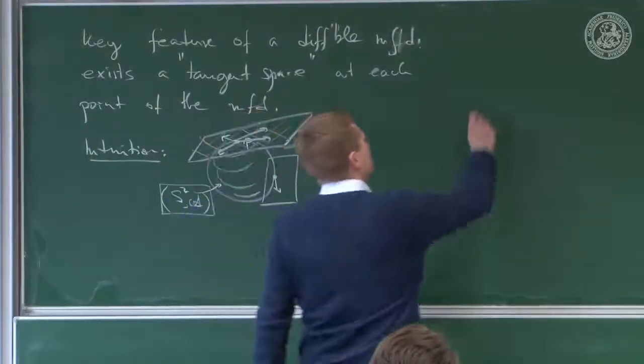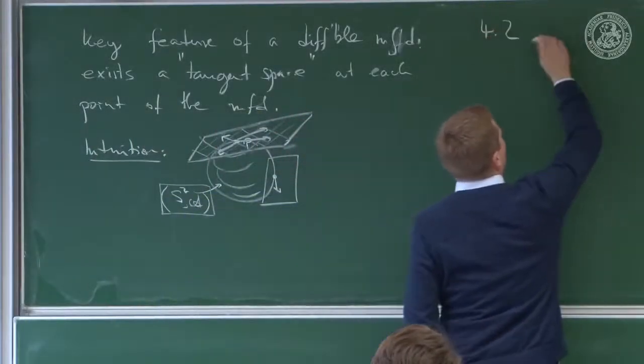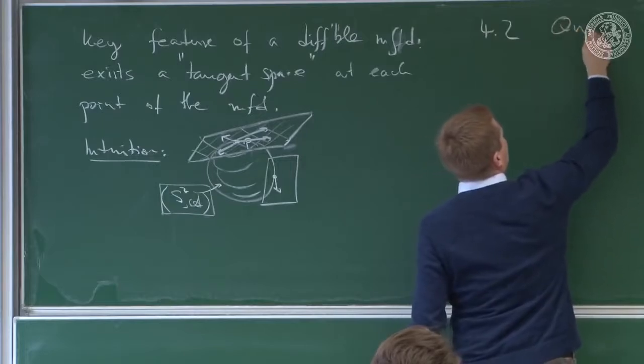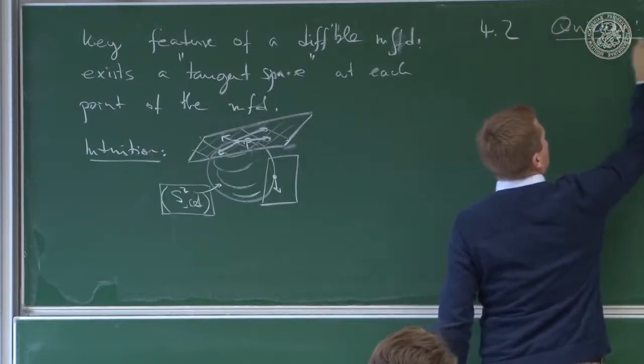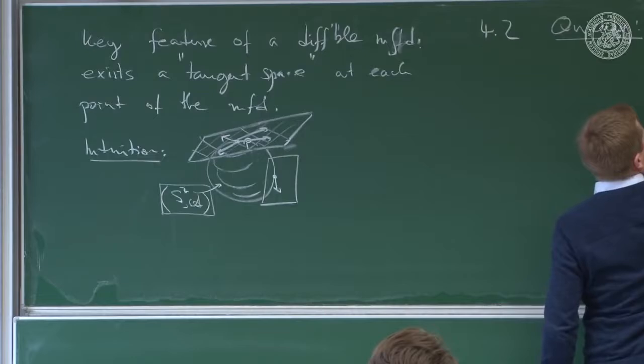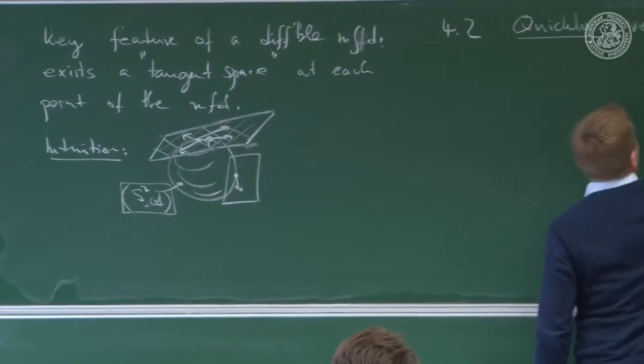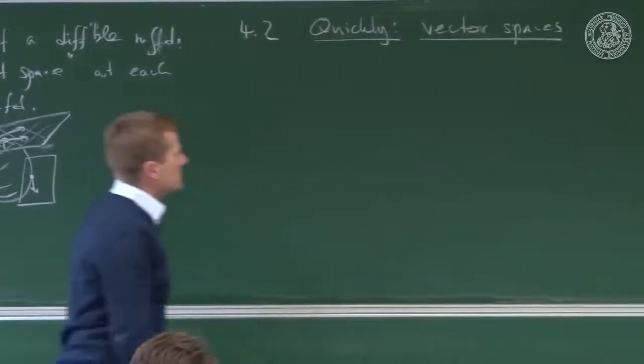Let's have a quick review. 4.2, quickly. Vector spaces. Vector spaces. So how was that?